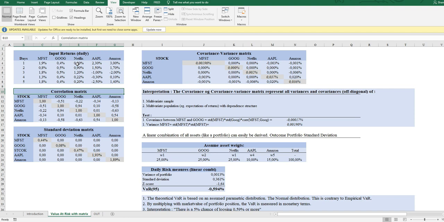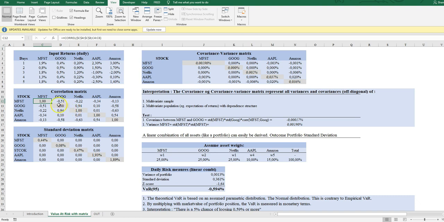And now, before we can calculate VaR, we need to calculate the covariance matrix, and before we can calculate the covariance matrix, we need to calculate the correlation matrix and also what we call the standard deviation matrix. So let's look at the correlation matrix first, which is a symmetrical table of correlation coefficients between the 5 stocks.